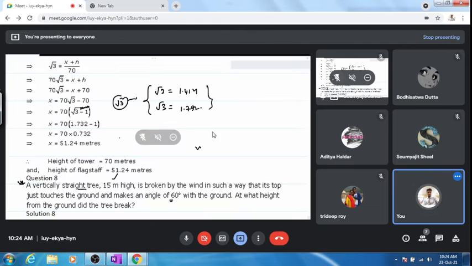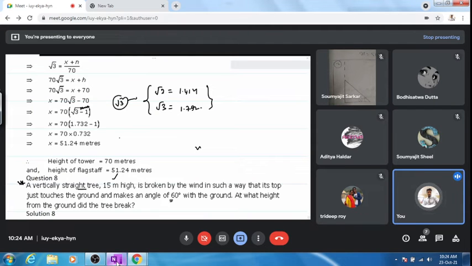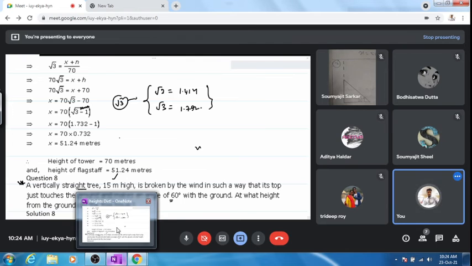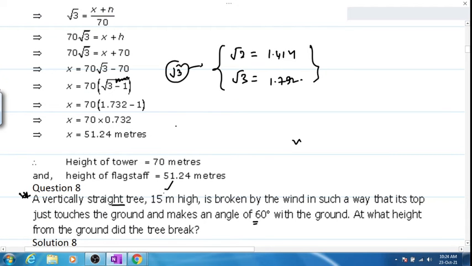Excellent, Shobhajit. Very good. This is the very same question that we have done. Very good. But Shobhajit, you have to name those values, okay?